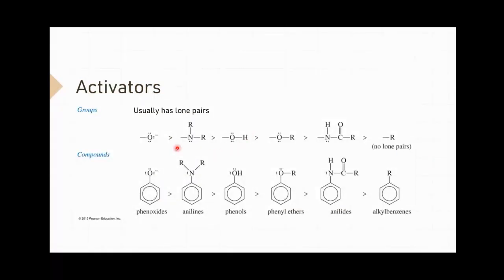So these are your common activators. Usually they're going to have lone pairs. So if you don't know if it's an activator or not, see if it has lone pairs. The only exception is alkyl groups, so just regular carbon chains. They will be the weakest activator, but they're still considered activators. Everything else has lone pairs that they can donate.